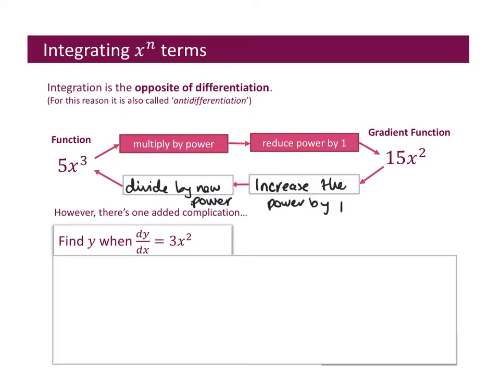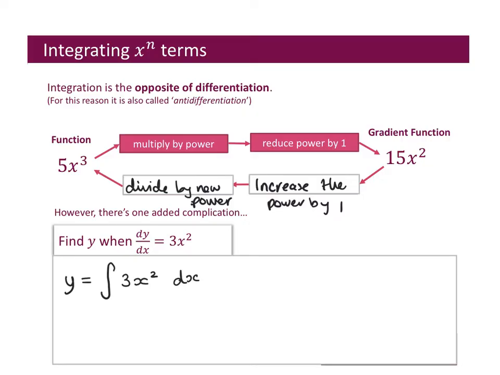Now, it's very important that even though we're going to know the answer, we have to write the correct notation. So that means y equals the integral, and this is the sign for integration, y equals the integral of 3x squared with respect to x. Okay, so that would be our first step, is to write that.